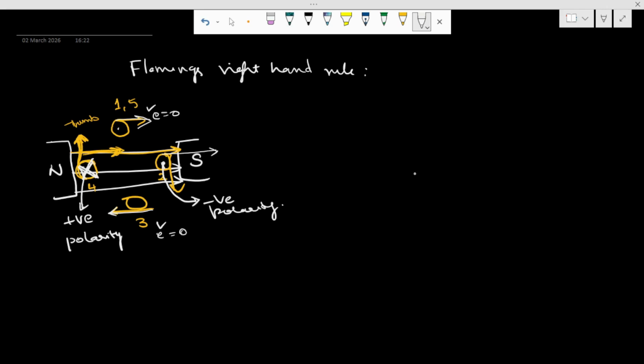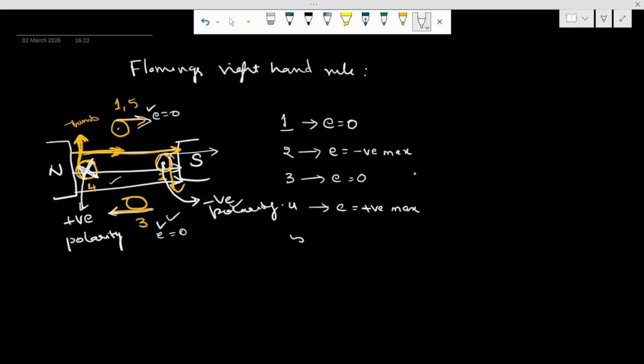Let us draw a graph from these positions. At position 1, induced EMF E is equal to 0. At position 2, EMF is negative maximum. Maximum EMF is induced in the second position with negative polarity. In the third position, EMF induced is 0. In the fourth position, EMF induced is positive polarity and the maximum EMF is induced. In the fifth position, EMF induced is 0.